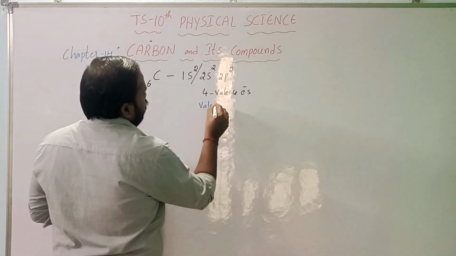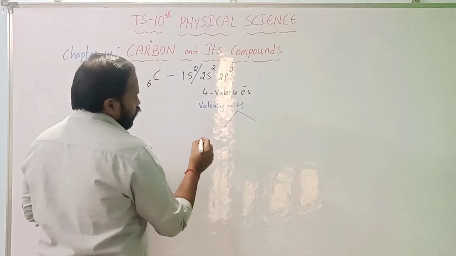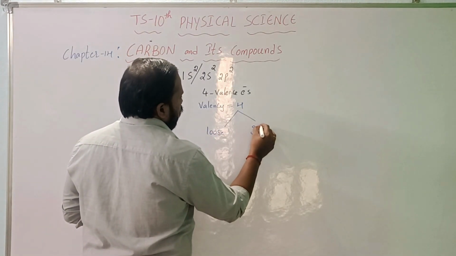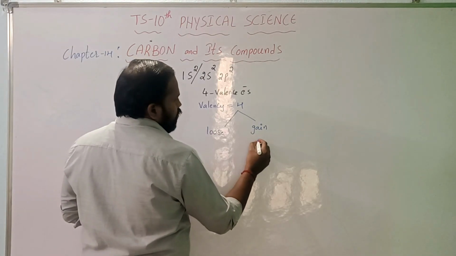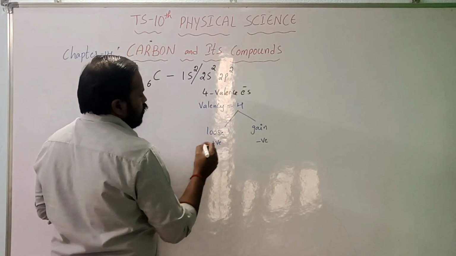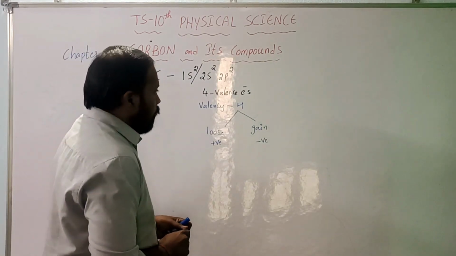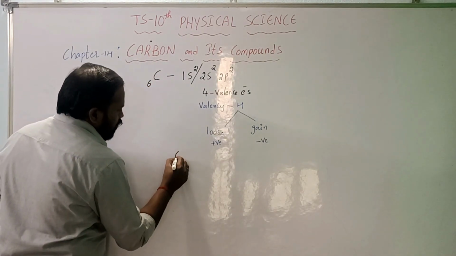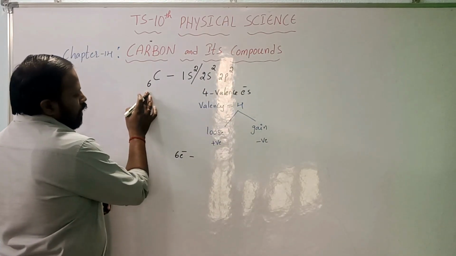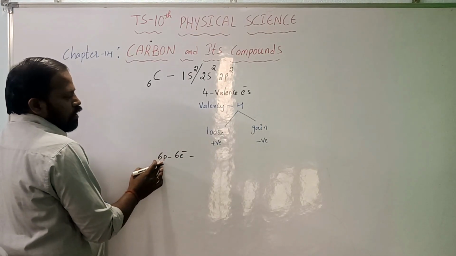Its valency is equal to 4. So there is a chance of losing or gaining. Gain means a negative charge, lose means a positive charge. So which is possible here? Either losing or gaining. Carbon has 6 electrons with 6 protons.